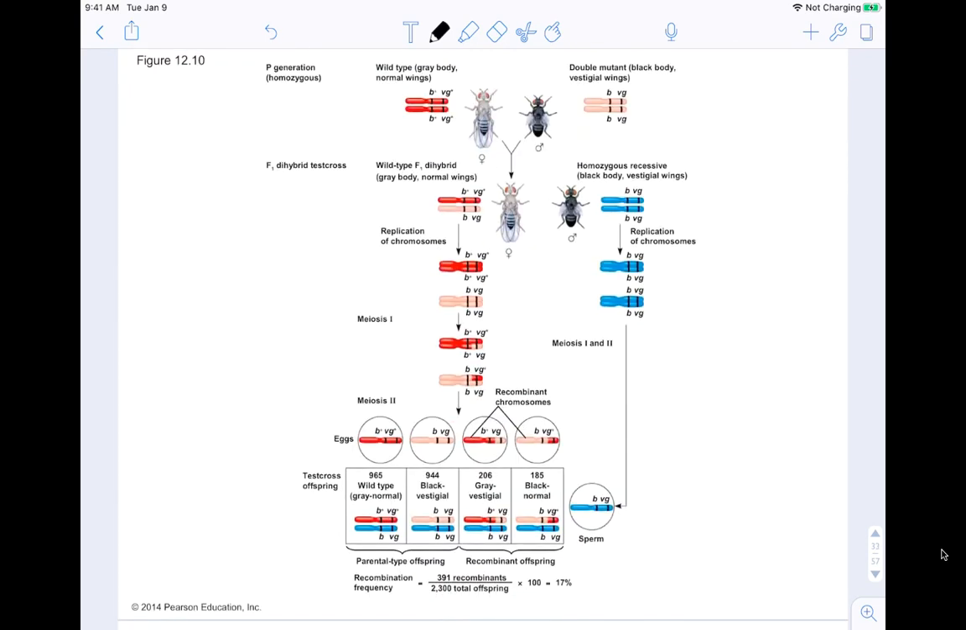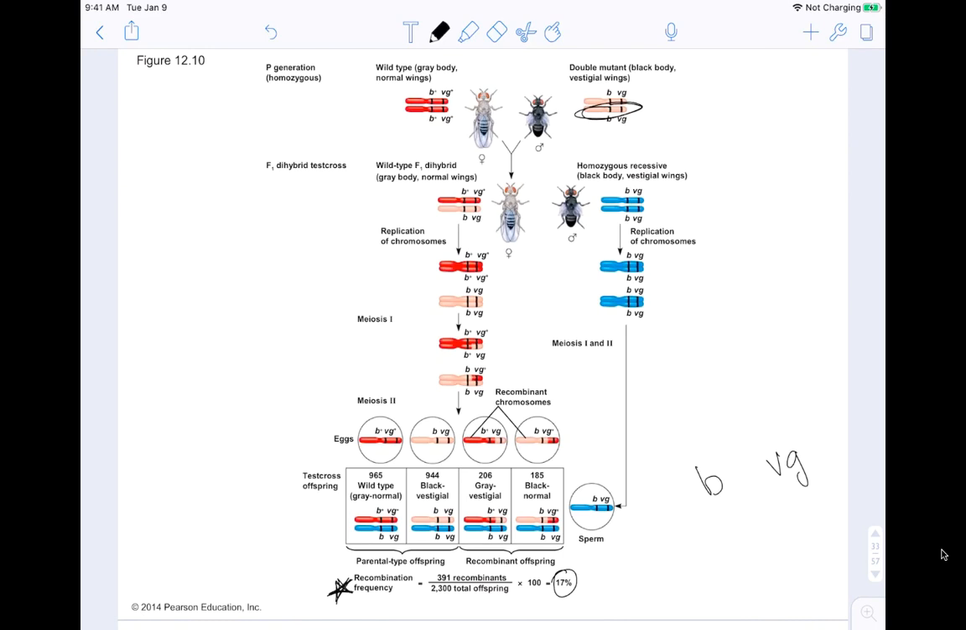Okay, so this is another image where we're looking at the recombination frequency after this series of test crosses, which we can see here is 17%. We're looking at the B and the VG genes. Those are located on one of these chromosomes, which you can see here. Those are the locations. The recombination frequency is about 17%, which is lower than 50%.